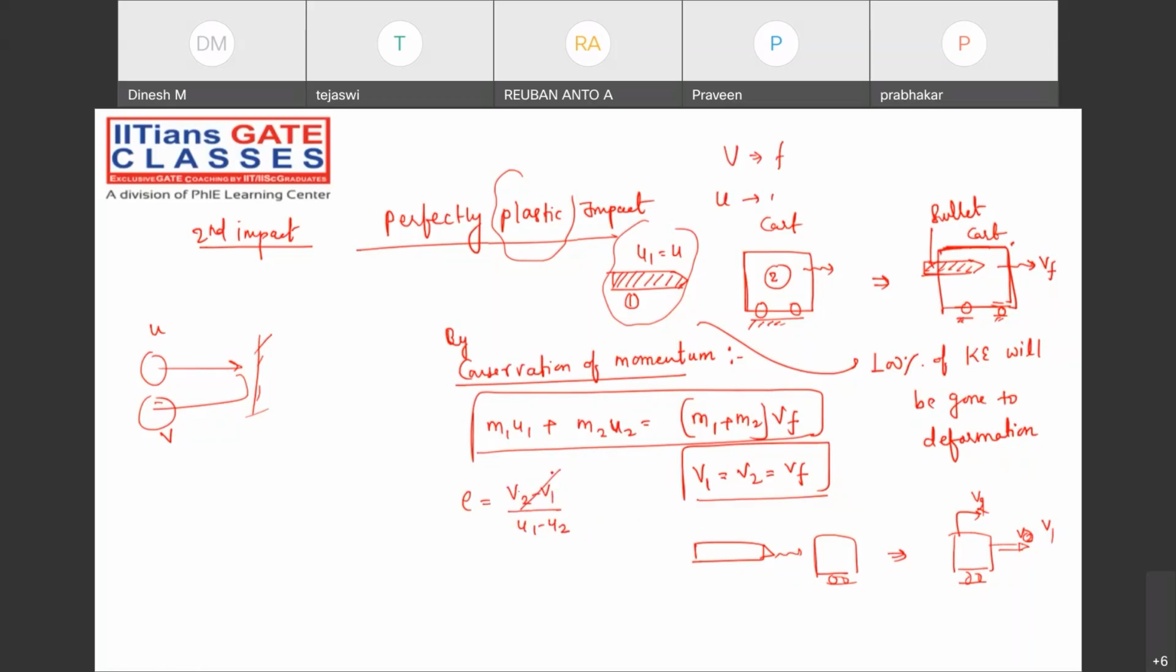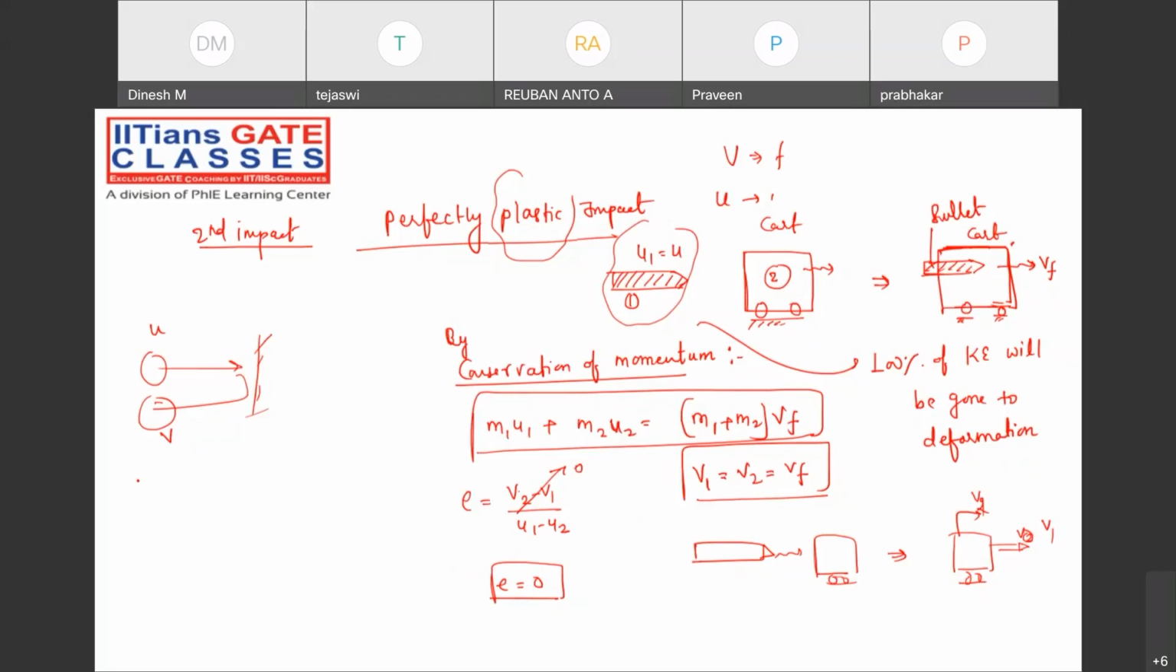v2 minus v1, there is no difference. So E will be 0. Directly they ask in the examination, what will be the coefficient of restitution for perfectly plastic impact bodies? Understanding or not, all of you?